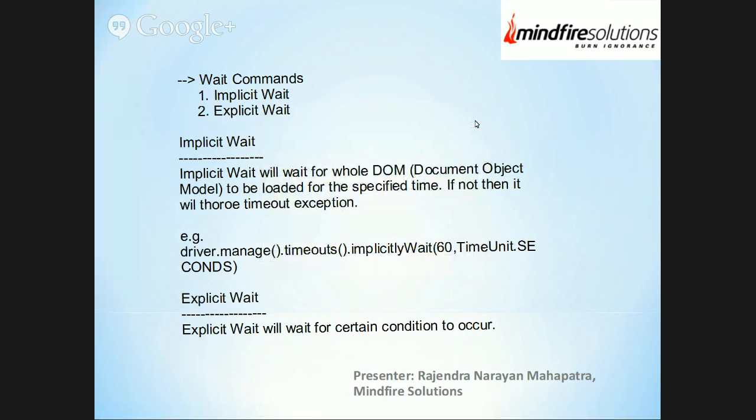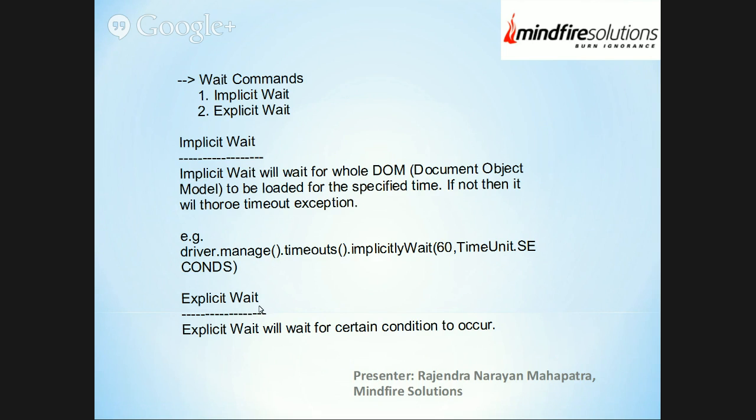As it is written here, implicit wait will wait for the whole DOM to be loaded for the specified time. If not, then it will throw the timeout exception. Suppose we have given 60 seconds. If the page is not loaded within 60 seconds, it will throw timeout exception. And this is the example of how we can use implicit wait: driver.manage().timeouts().implicitlyWait, 60 seconds, using TimeUnit.SECONDS. You can use seconds, days, minutes, but we are using seconds.